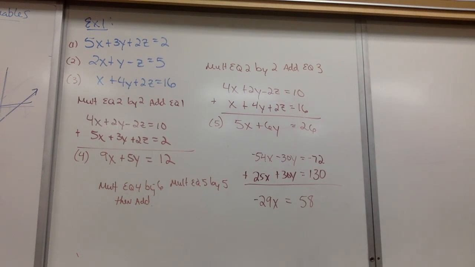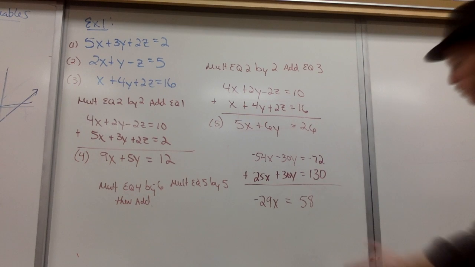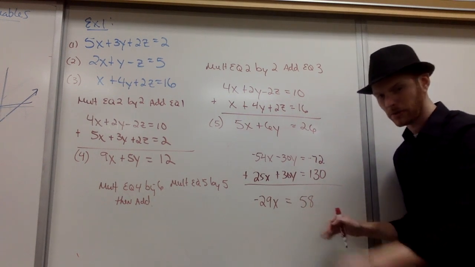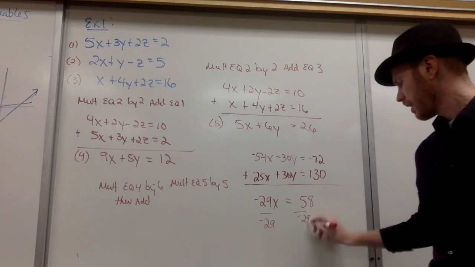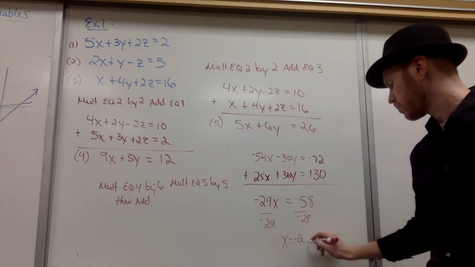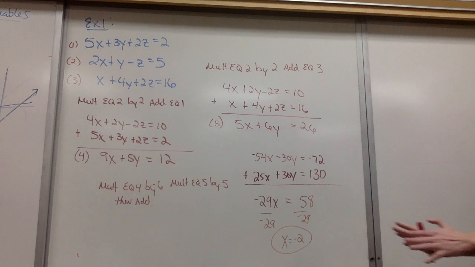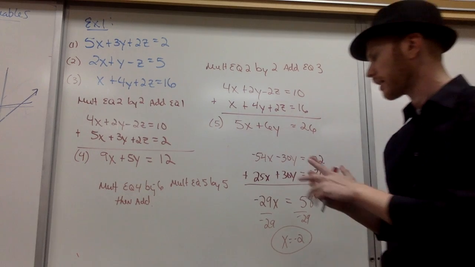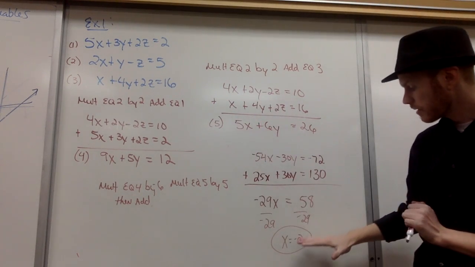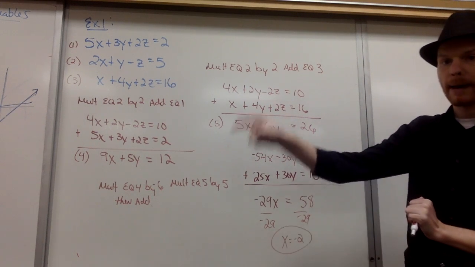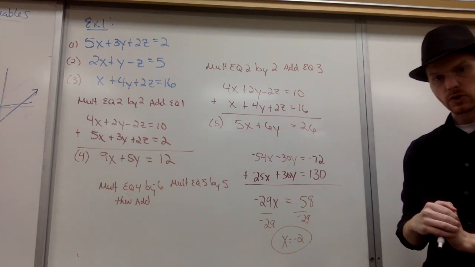I did it. I achieved my goal. I actually have one variable left that I could solve for. So I'm going to divide both sides by negative 29, and I get x to be a negative 2. I finally have one of my variables. I know, that's a lot of work, but here's the good part. To figure out the other variables, I'm going to use the substitution method. So now I'm going to substitute this back into one of my other equations and solve for y.